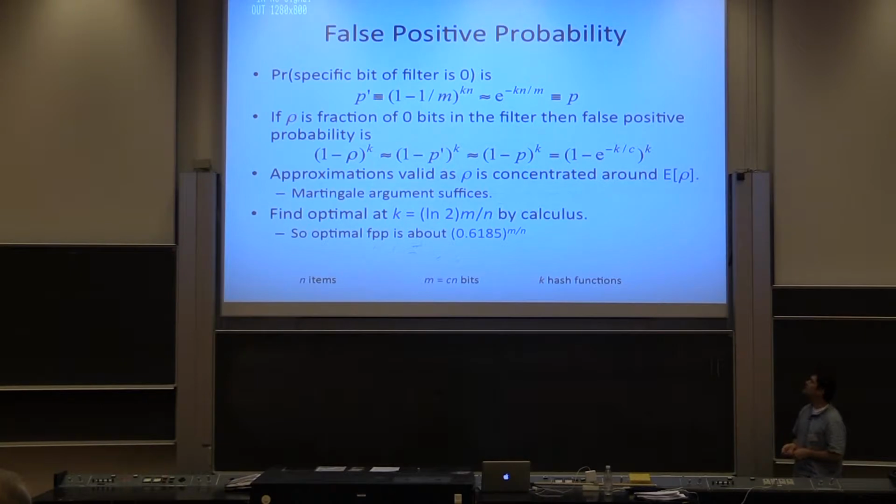And then if I like to write things a bit shorter, I'll note that p prime, for reasonable values of m and n, is going to be very close to p, the expression where I use the e form of it. Okay? And if I'm using m as a constant times n number of bits, that's just going to equal this form here. All right, and so the reason that these approximations are okay is, again, because rho is going to be concentrated around its expectation.